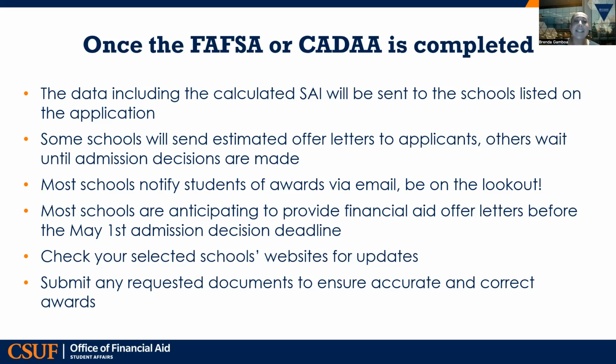Most schools are anticipating to provide financial aid offer letters before the May 1st admission decision deadline. Check your selected school's website for updates. Submit any requested documents to ensure accurate and correct awards.